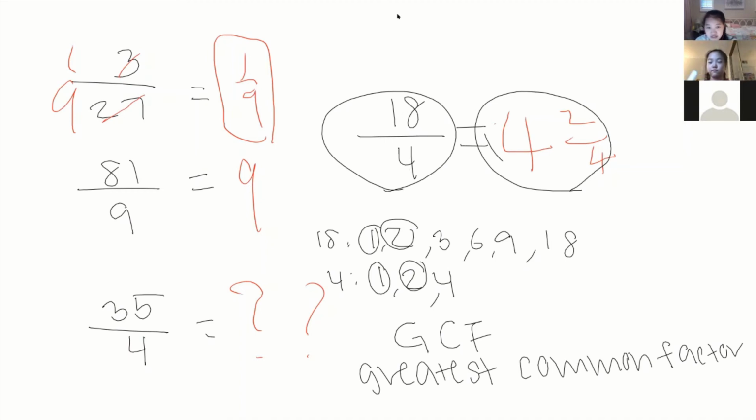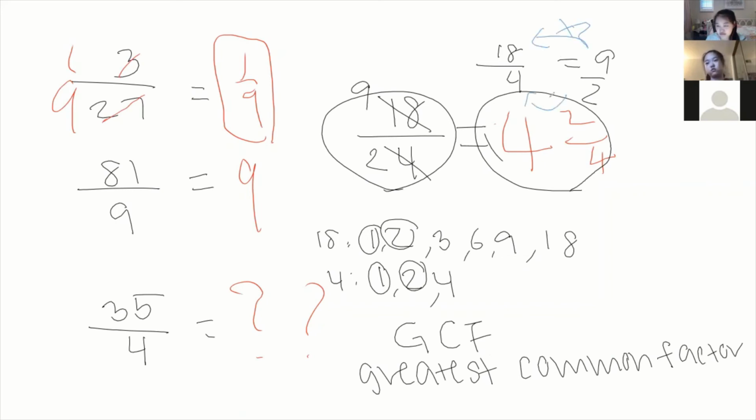So what's 18 divided by 2? 9. What about 4 divided by 2? 2. Yeah, so you can simplify 18 over 4 to 9 over 2. And you can check this by multiplying 2 to both sides of the fraction. So 2 times 2 is 4. 9 times 2 is 18. Therefore, 18 over 4 can be simplified down to 9 over 2. And this would be the most simplified form of 18 over 4.